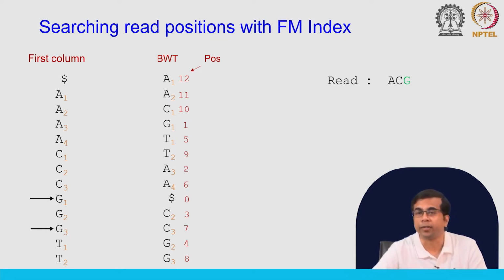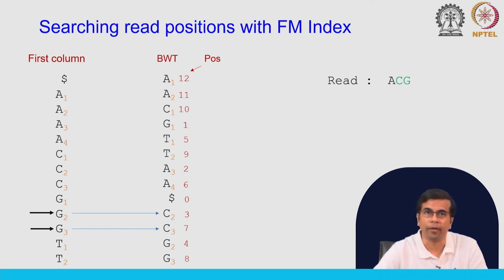Now, we again use the rotation. We want to see what is the letter that occurs before this G. What we observe here is that for G2, C2 occurs before it, and for G3 there is a C also. So, both of these choices are valid, because we have found the second letter C in both these choices.